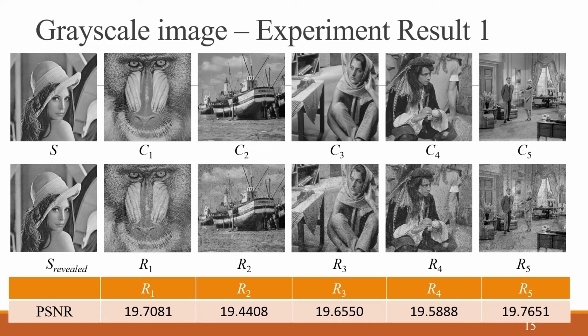This page shows our experiment result of algorithm 5. S is our secret. C1, C2, C3, C4, and C5 are covers. R1, R2, R3, R4, and R5 are shares which are generated by algorithm 5. After stacking all shares, the revealed S will appear. Although the PSNR of each share is around 19, we can find only a few traces on the shares.